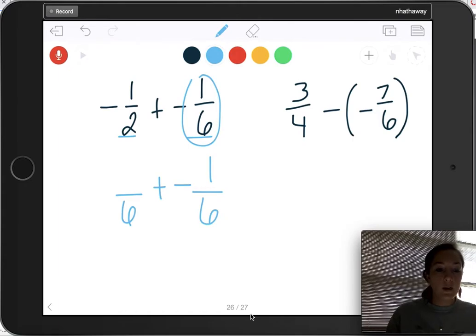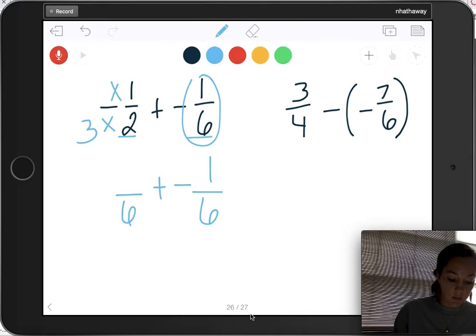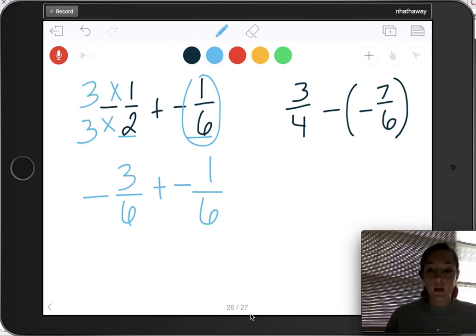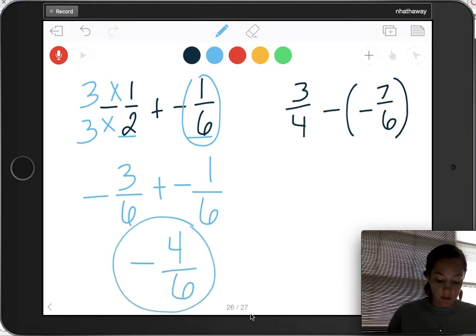But 1/2, 2 times 3 gives me 6, so I'm going to do 1 times 3. And now I have a common denominator. So negative 3/6 plus negative 1/6, same sign, add, keep the sign. 3 plus 1 is 4. You only add your numerators and you keep your denominator the same. So our answer is negative 4/6.